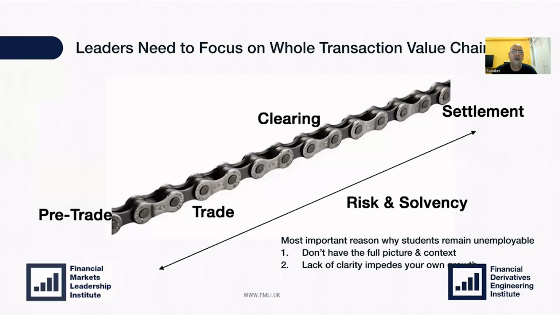Leaders need to focus on the whole transaction value chain. What is this transaction value chain that I talk of all the time and we stand for? It starts from pre-trade. This is the investment bank zone or asset management zone. Then the trader at the asset management desk calls up the trader or the investment banking person on the sell side, at the brokerage firm, and then the whole business of order flow happens.